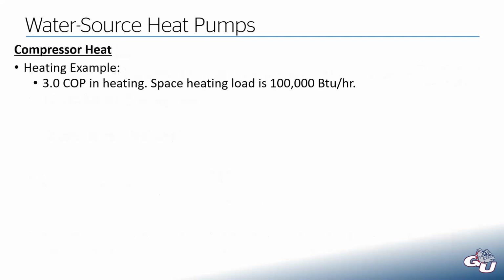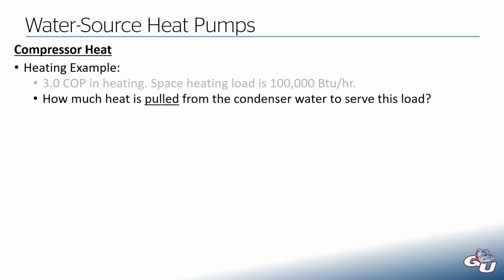Another example, let's say our heat pump has a 3.0 COP in heating mode and our space heating load is 100,000 BTUs per hour. And I want to know how much heat we need to pull out of the condenser water to serve that load.